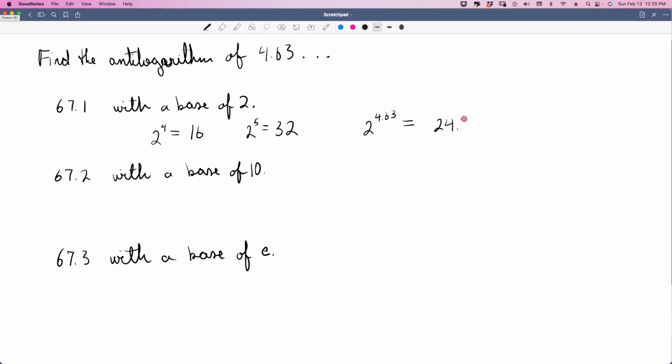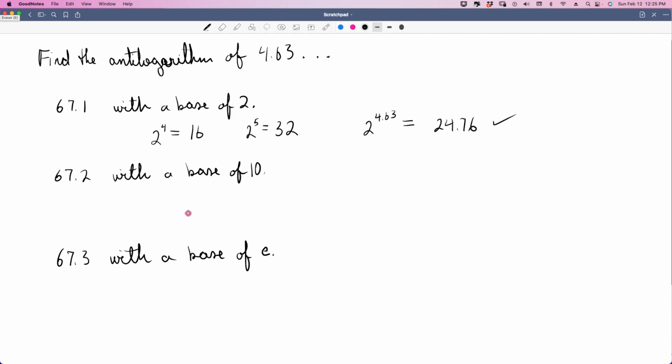So 24.76, and we just check. And it's after 16, before 32, somewhere close to the middle. This is a little bit more than halfway between 4 and 5. So I can accept that answer, and I know that that's correct. Mainly because the book also has the same answer. So let's do this one the same way.